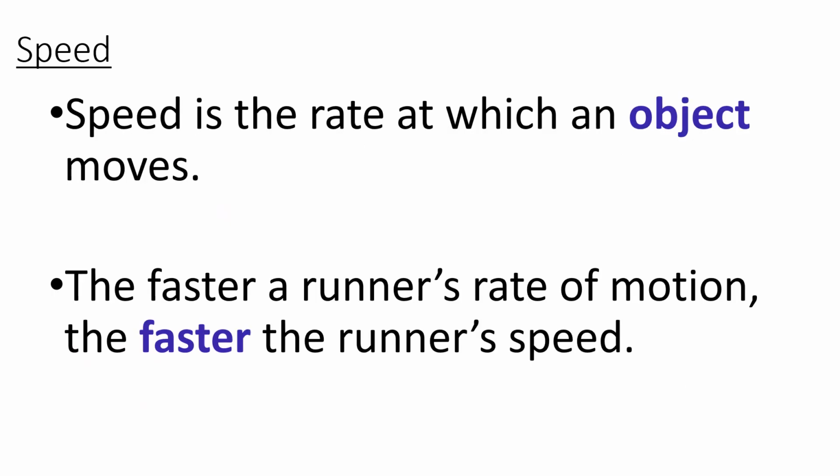The speed is the rate at which an object moves. So the faster a runner's rate of motion, the faster the runner's speed. So take note, if the athletes run faster, the time is mababa lang po. But if the athlete runs very slow, the time would go higher. So in that case, malalaman po natin na ang speed ng isang tao o ng isang bagay.